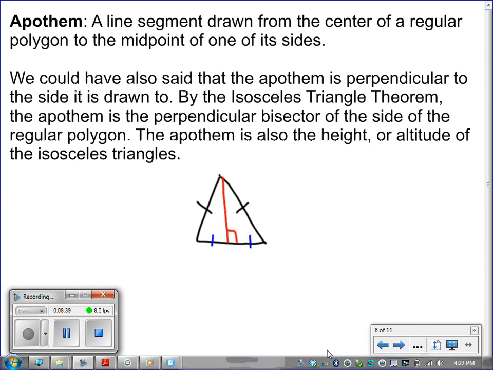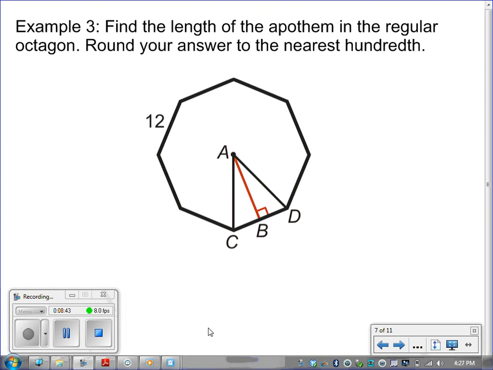So let's do an example where we're asked to find the apothem. We want to find the apothem of the regular octagon. We want to round our answer to the nearest hundredth. Again, take a second, try and draw the octagon. If it's not perfect, guys, it's all right. Basically, we're just dealing with that triangle that's inside of it.